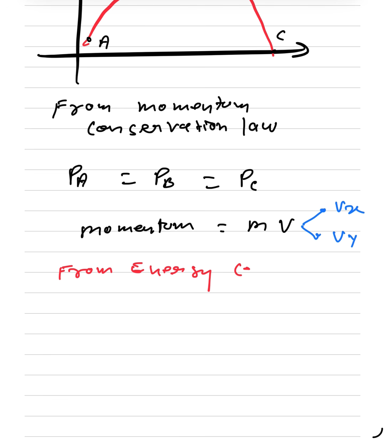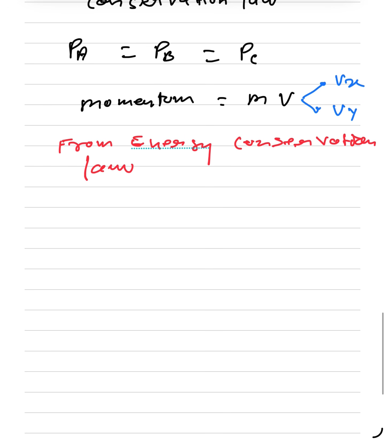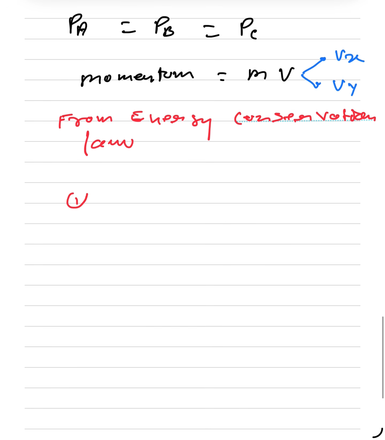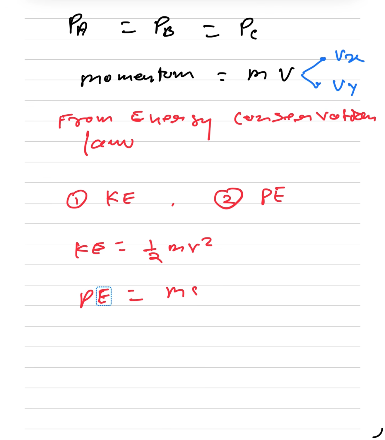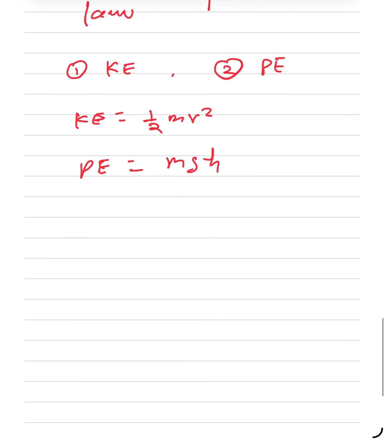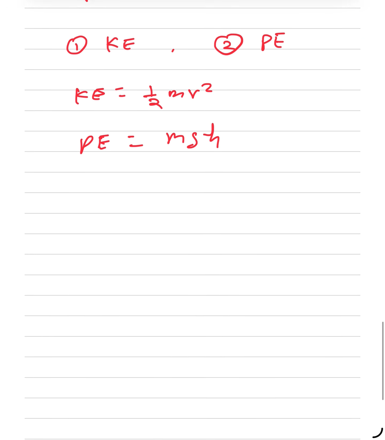Energy conservation law: total energy at point A equals total energy at point B and total energy at point C, meaning kinetic energy, right, and potential energy, right. Kinetic energy K equals half mv square and potential energy equals mgh, where m is mass, g is gravity, and h is height from the ground.